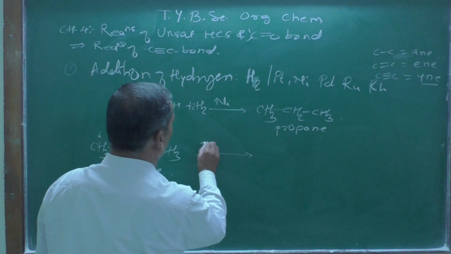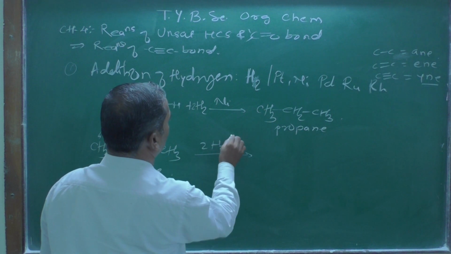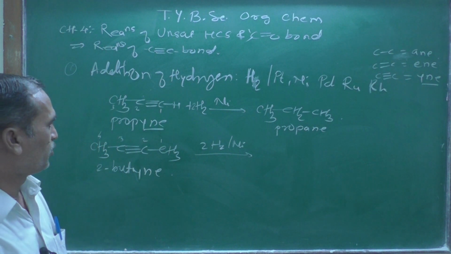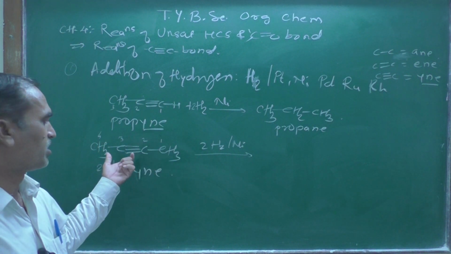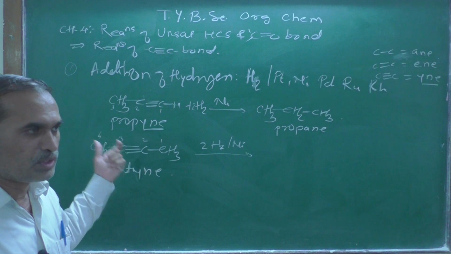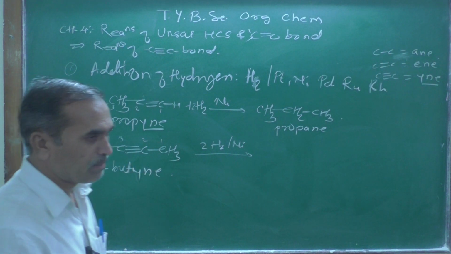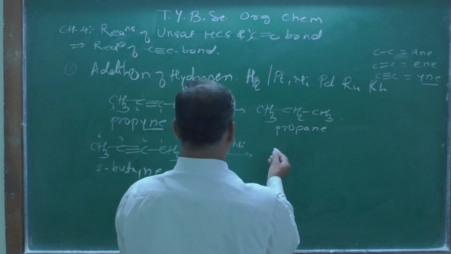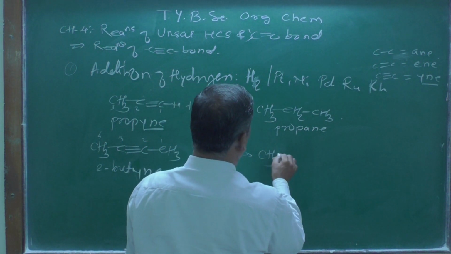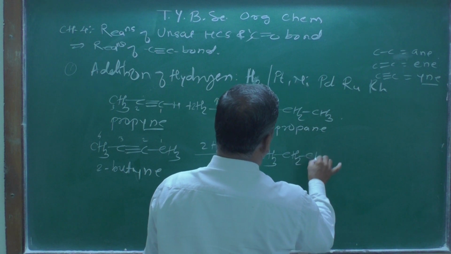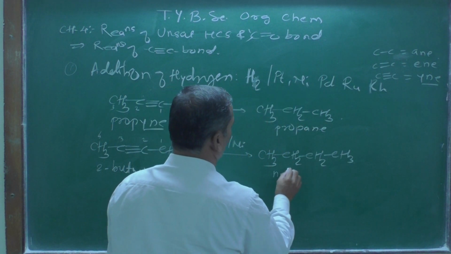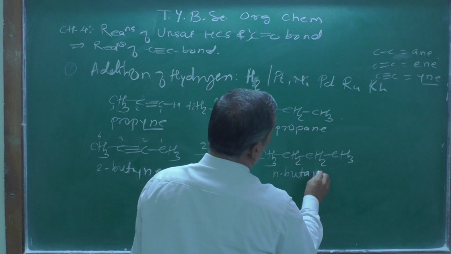Now it will be treated with 2 moles of H2 in the presence of nickel or platinum. What do you get? The 2 moles get consumed due to the presence of the carbon-carbon triple bond in the starting material or the substrate, and we are going to get the product CH3, CH2, CH2 and CH3. This is n-butane. It is known as n-butane.